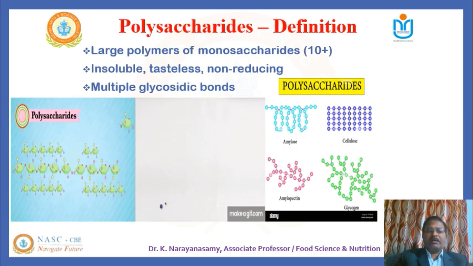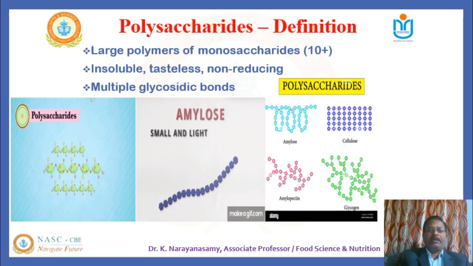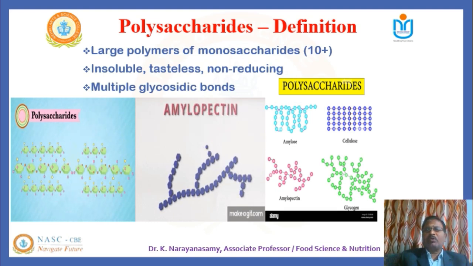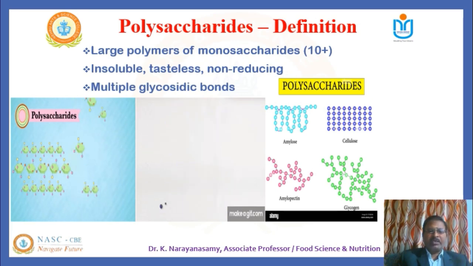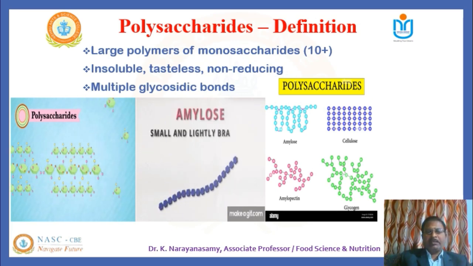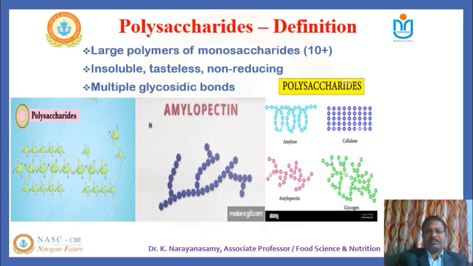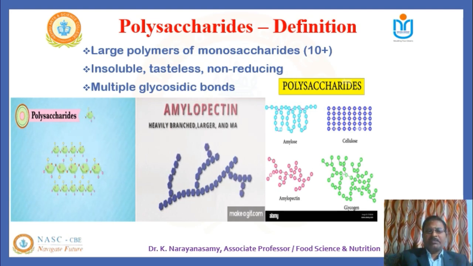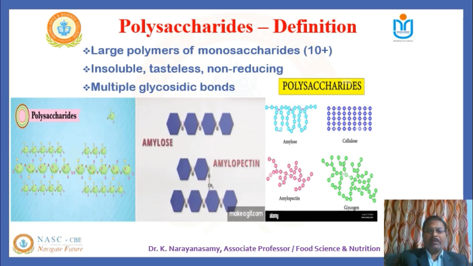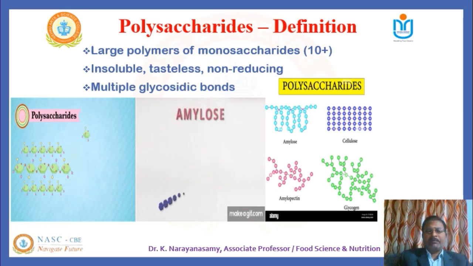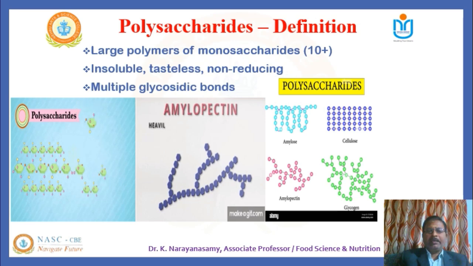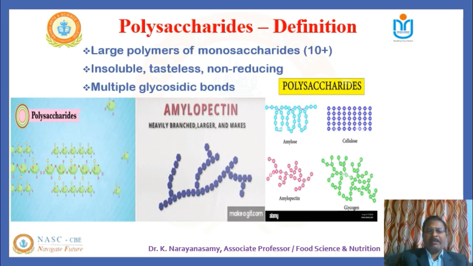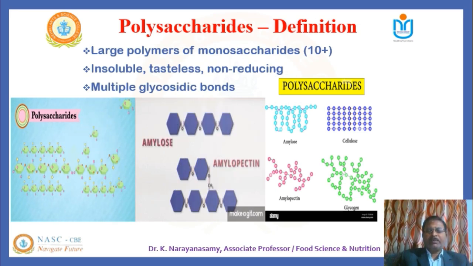Then next one is polysaccharides. They are actually large polymers of monosaccharides, more than 10 sugar units. This is a polysaccharide. You can see the formation of a polysaccharide. More sugar units join together and form the main chain, side chain, everything. And this is amylose, which is branching. Then you will get amylopectin. Amylose, after branching, becomes amylopectin, which is more heavily branched and larger.